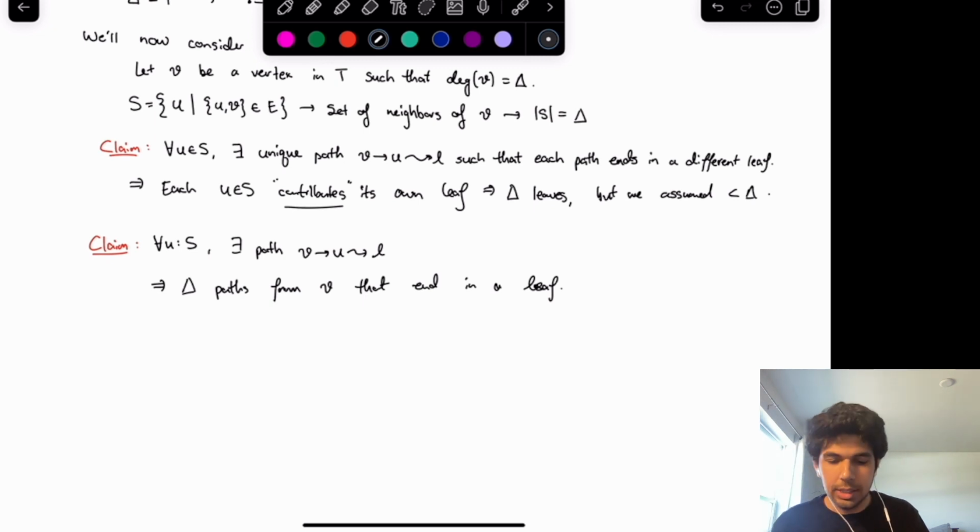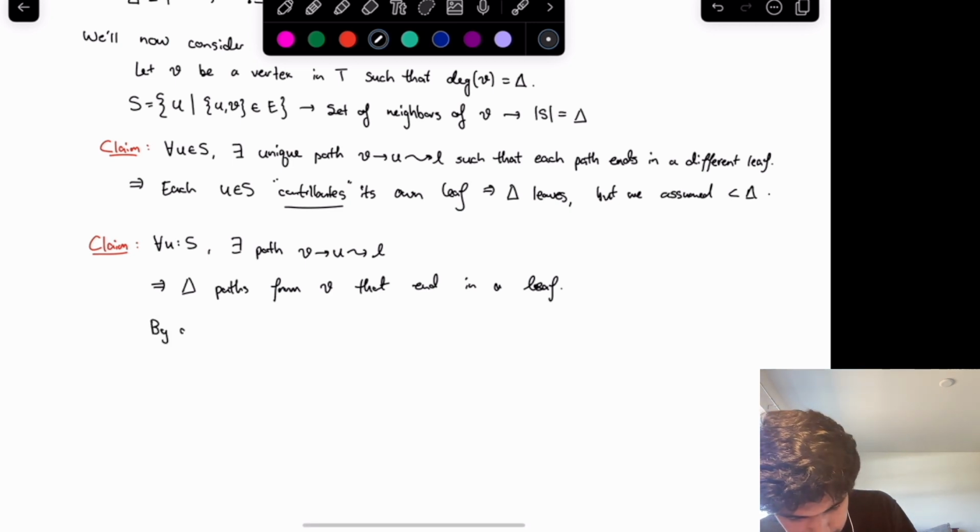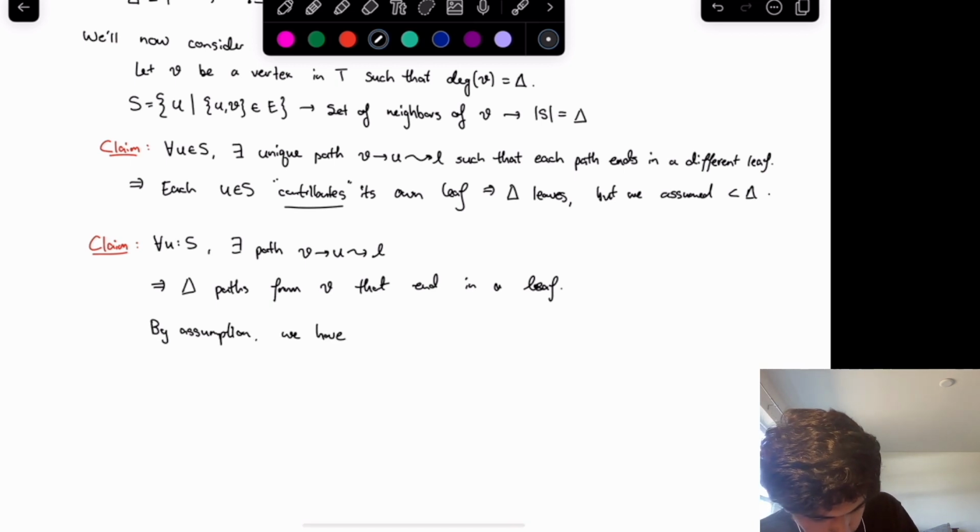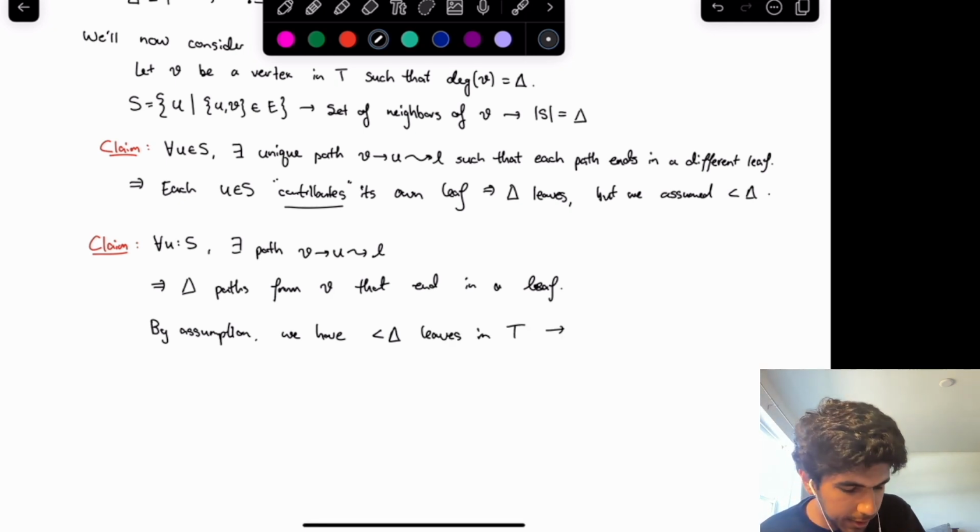But now the thing is, we assumed that there are less than delta leaves. So by assumption, we have less than delta leaves in T. And let's say that there are A. Let there be A leaves, just so we have a variable to work with.